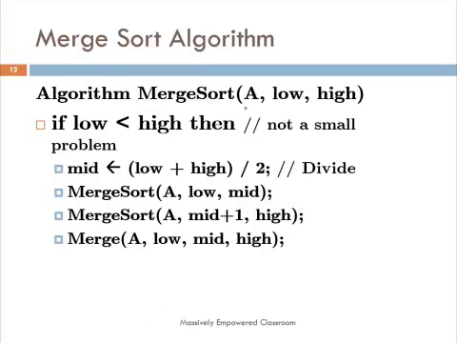You're given an array A which goes from low to high. If low is less than high, that means there is more than one element. It's not a small problem. If low equals high, there is only one element, so it is already sorted, nothing to be done.